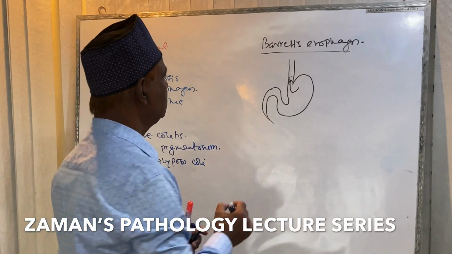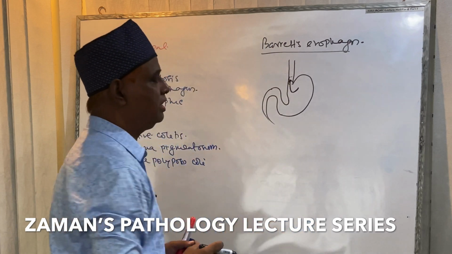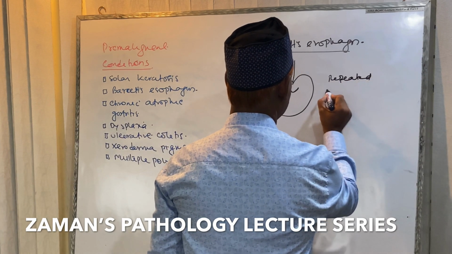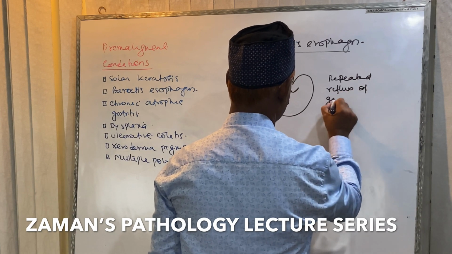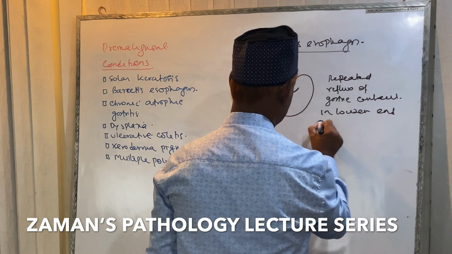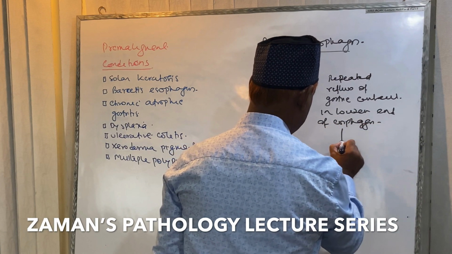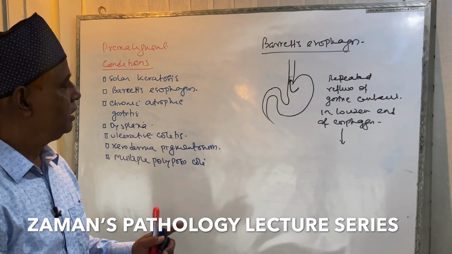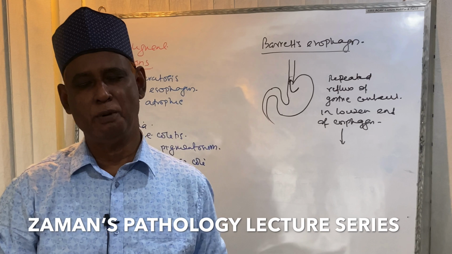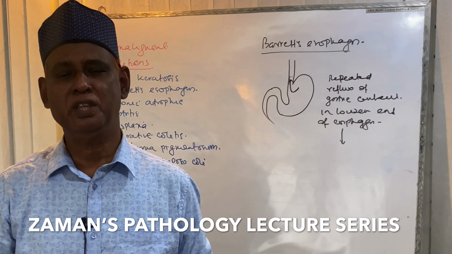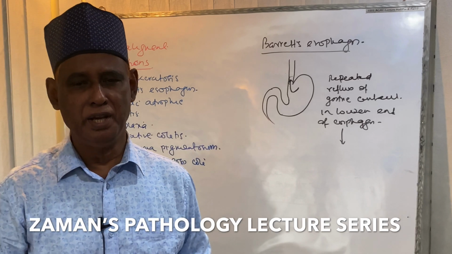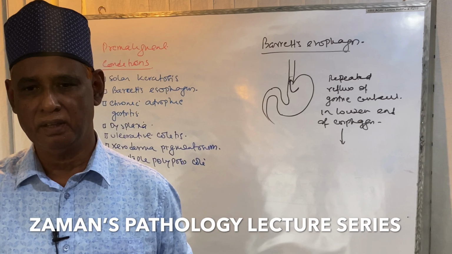Dear audience, if there is repeated reflux of gastric content in the lower end of esophagus, what will happen? We know the esophageal lining epithelium is stratified squamous epithelium, and the lining epithelium of stomach is columnar epithelium. The columnar epithelium of stomach can tolerate hydrochloric acid, but the lower end of esophageal lining, stratified squamous epithelium, cannot tolerate hydrochloric acid.